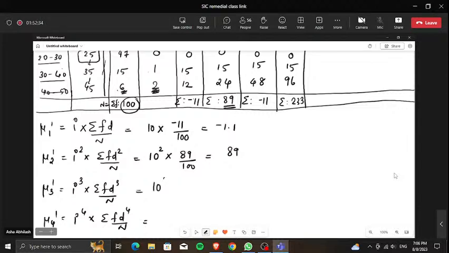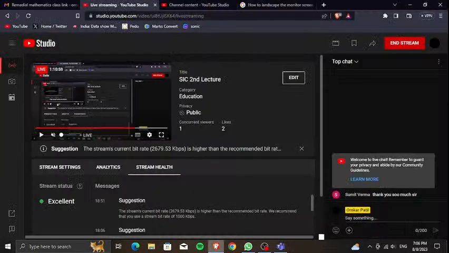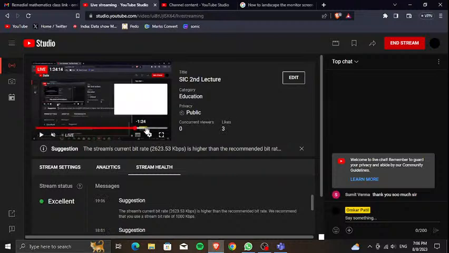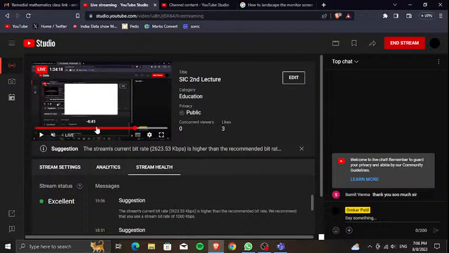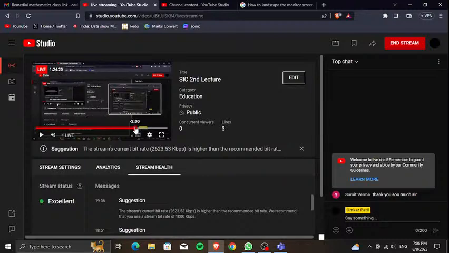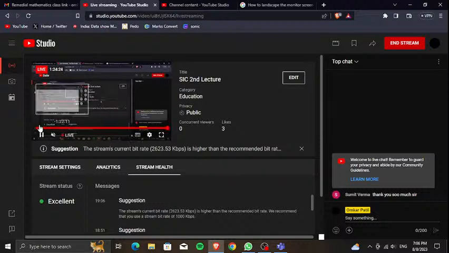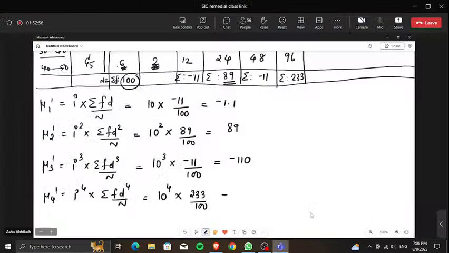Next is 10 cube into summation fd cube, which is minus 11 divided by 100. What are you getting? Minus 110. Yes, because 10 will be remaining over there. Next is 10 raised to 4 into summation fd raised to 4, which is 233 divided by n, that is your frequency. What are you getting? 23,300. Yes.